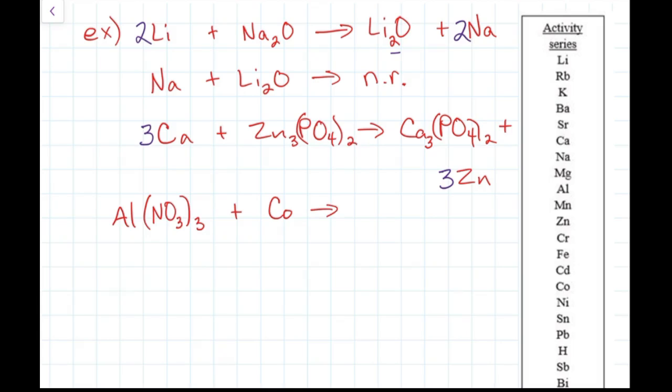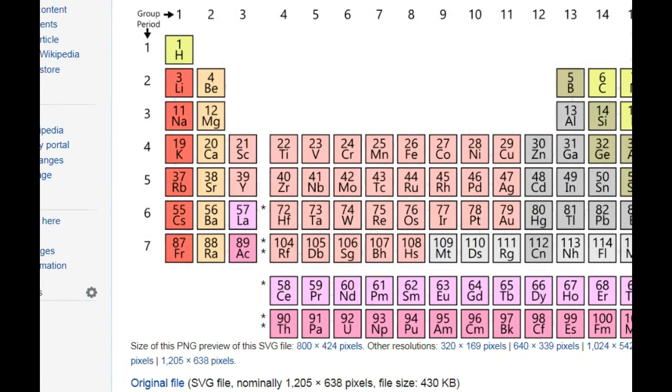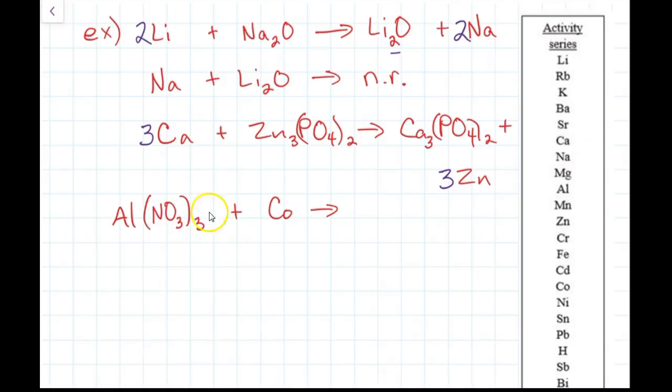Okay, what do you think is going to happen here? Okay, so Co is cobalt. Cobalt is a metal, so it's right here on the activity series. It's on the left-hand side of the periodic table. Cobalt is right there, element number 27. So it's a metal, so it's going to try to replace the metal aluminum in the aluminum nitrate compound.